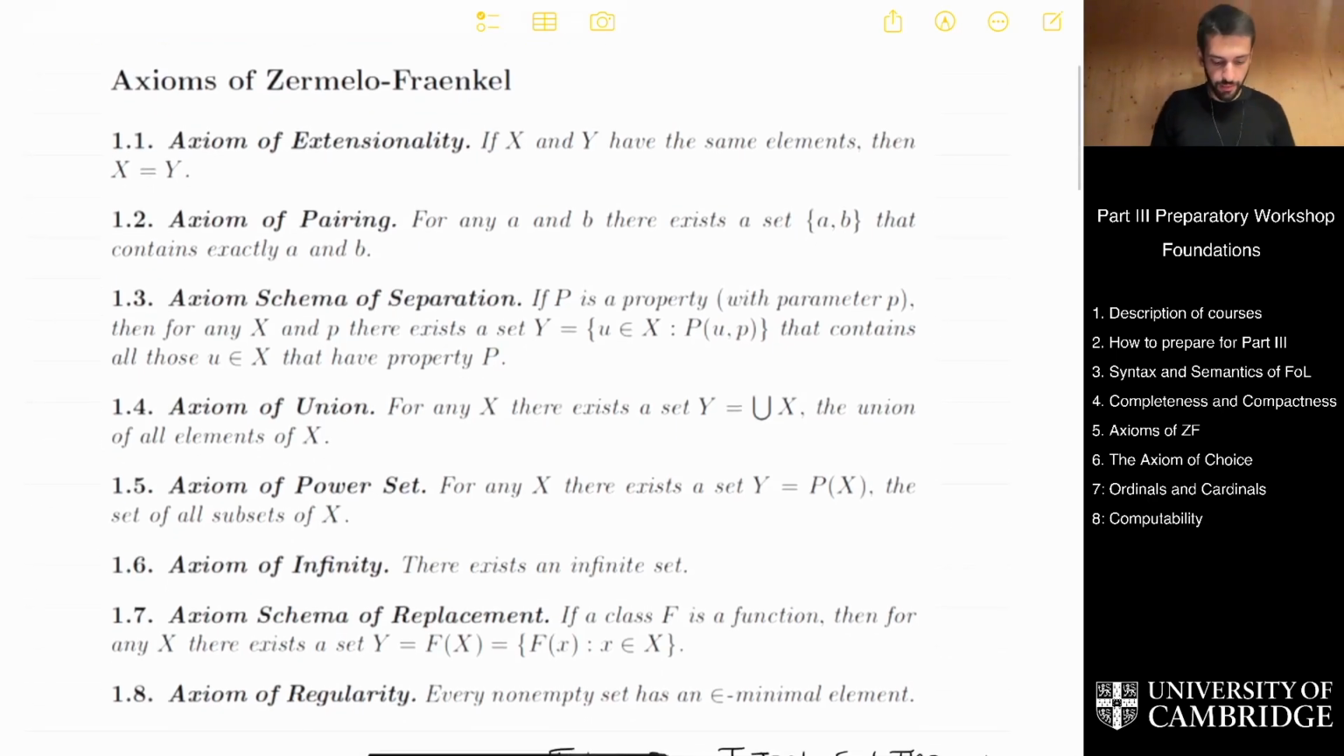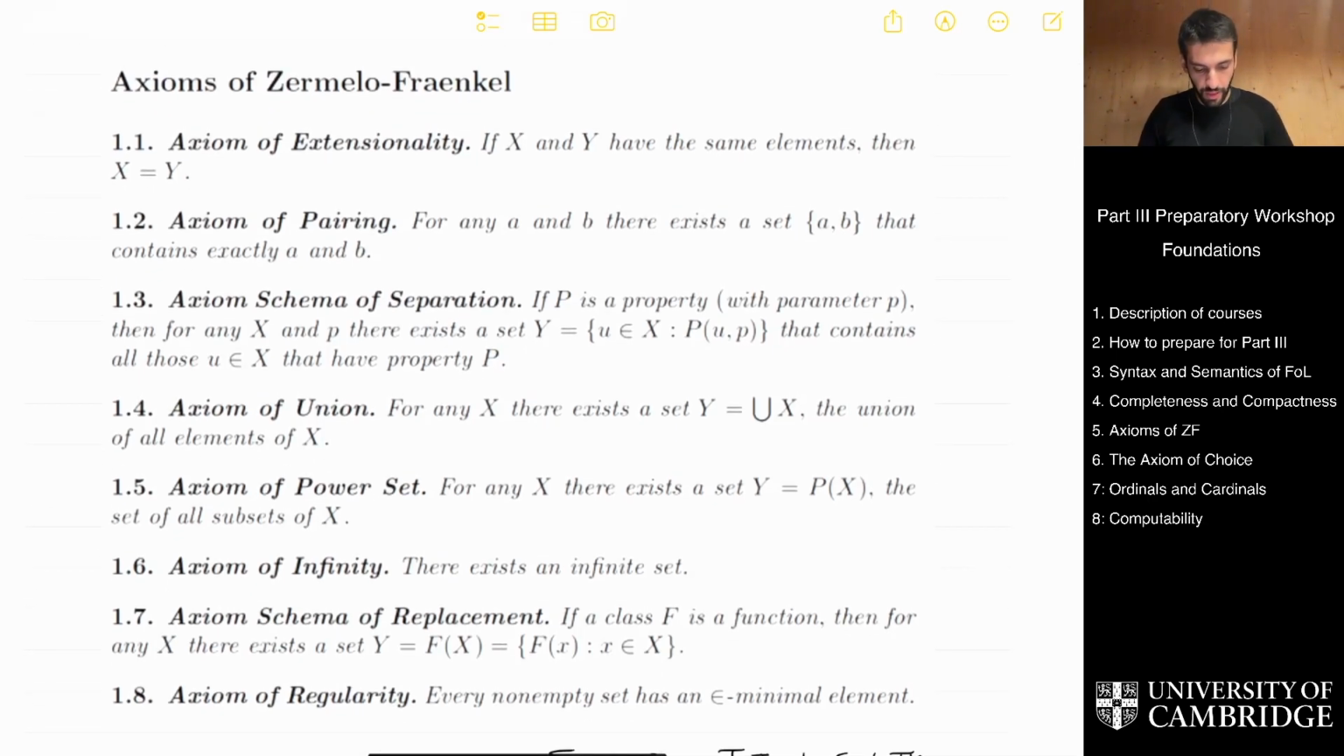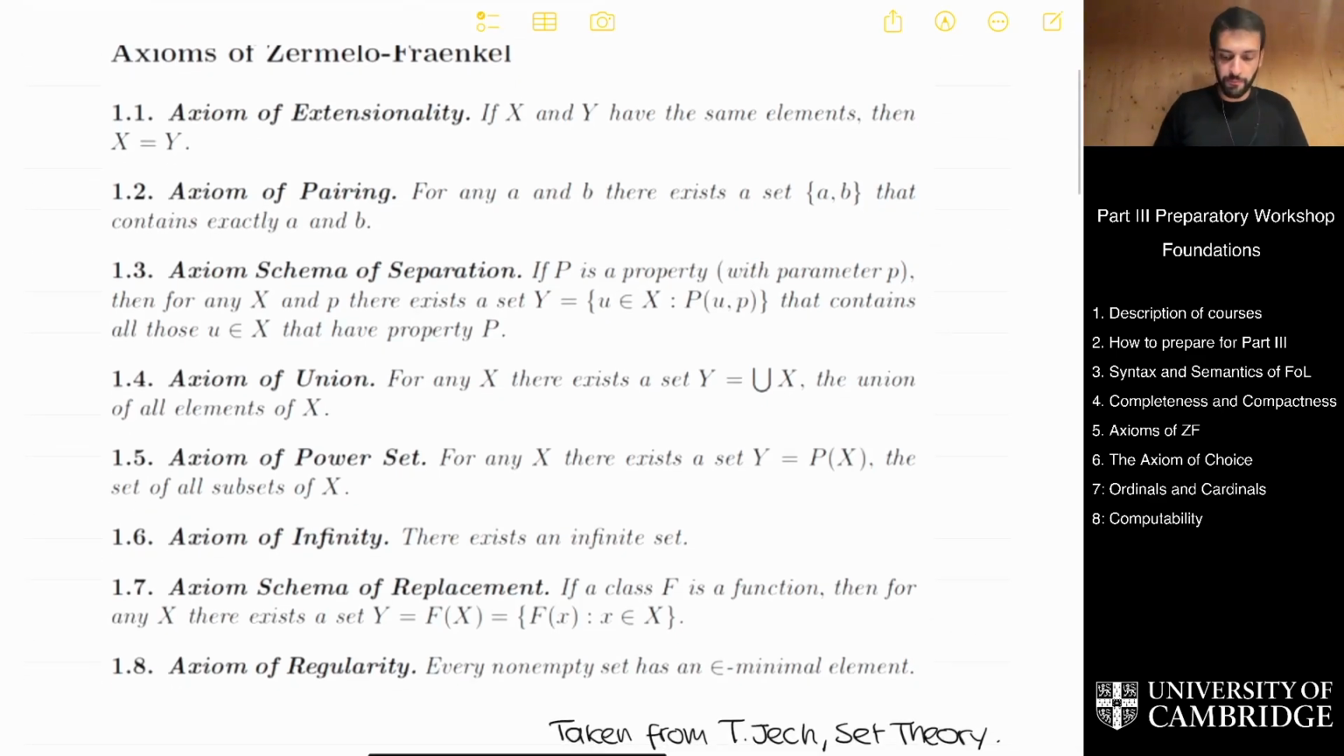So the axioms are the following. First of all, we have the axiom of extensionality. This says that if two sets x and y have the same elements, then x is equal to y. Secondly, the axiom of pairing says that for any sets A and B, there exists a set which contains exactly these two sets A and B.